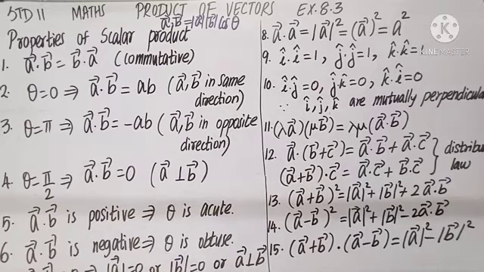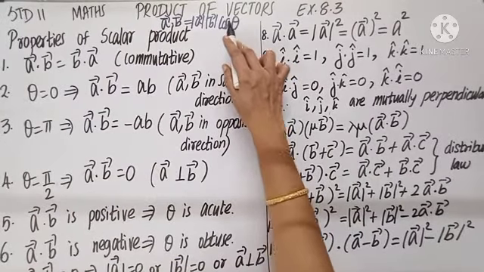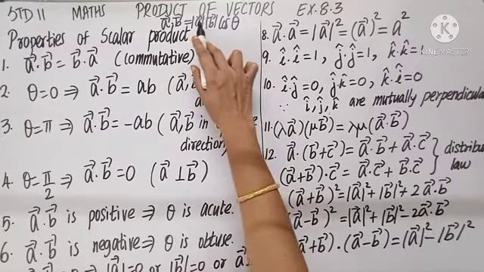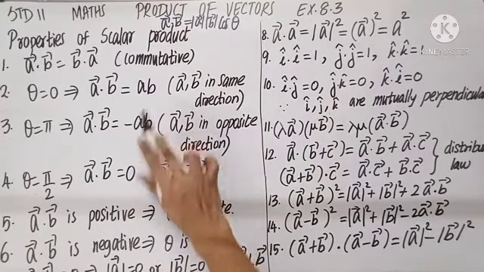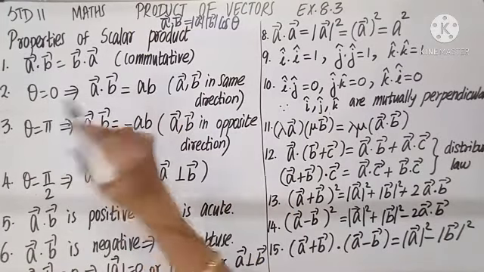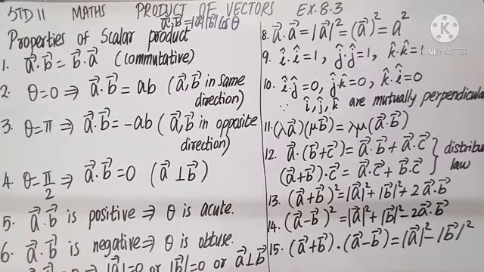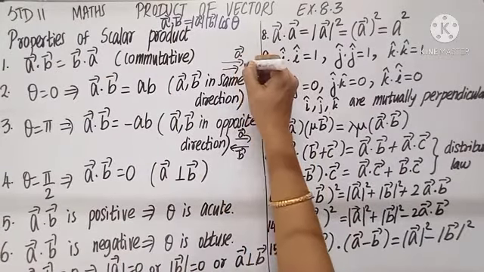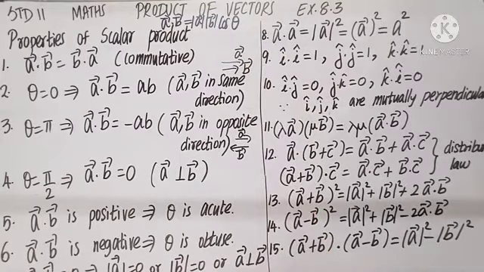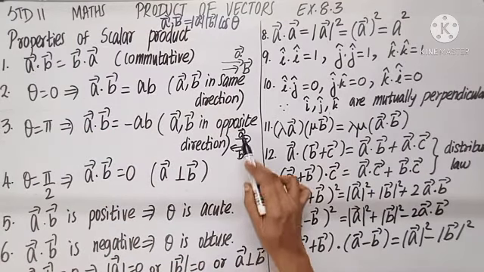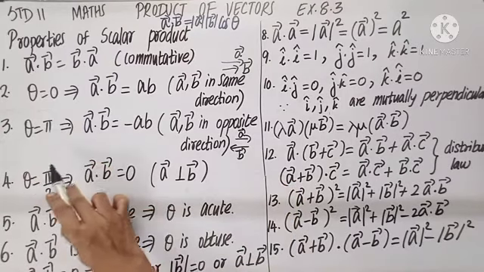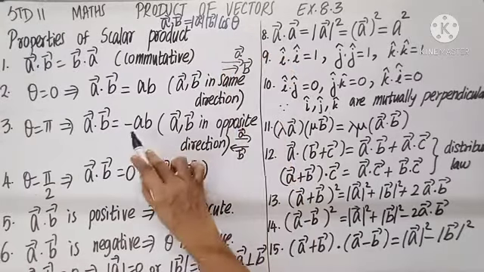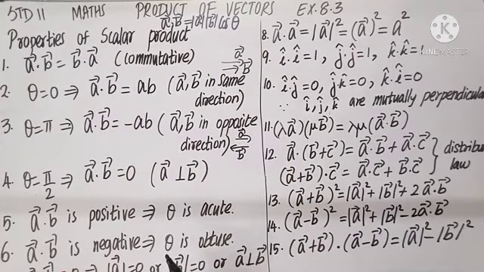About the angles. If theta is 0, cos 0 is 1. So I simply get A, B. Instead of writing mod A, mod B, I can simply write A, B. So when theta is 0, they are in the same direction we say. When A and B are in the same direction, we have theta to be 0. When A and B are in opposite direction, the angle between A and B becomes 180 degrees. Cos of 180 is minus 1, so my answer is minus A into B.